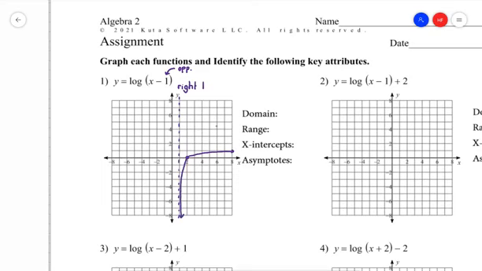So my domain would cover all of my x's that are greater than 1. And I'm not putting "or equal to" because we won't be able to hit that line. The range is still all real numbers. The x-intercept is (2, 0). And then the asymptote is x is equal to 1.